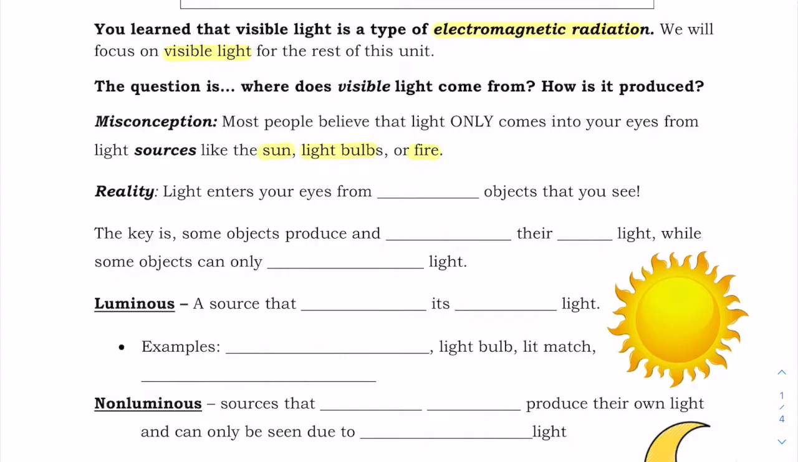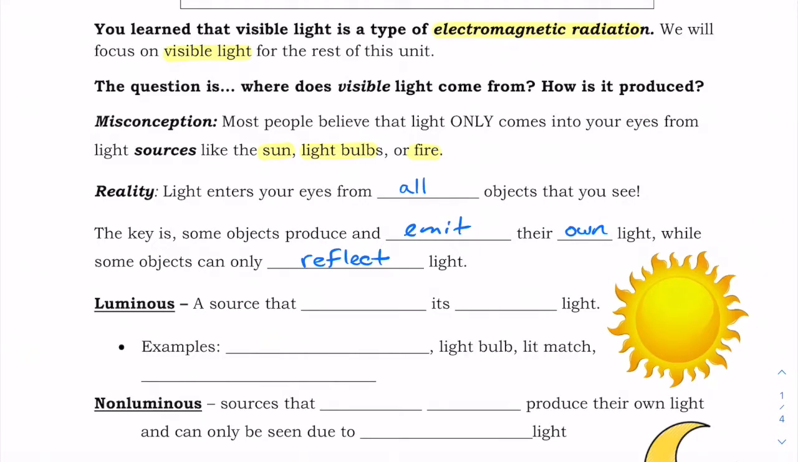Look, for example, at a pen or pencil in your hand. Clearly, that object doesn't give off its own source of light, but you're still able to see it. And that's because in reality, light is entering your eyes from all objects that you can see. Some objects produce and emit their own light. This would be like the sun, light bulbs, your laptop screen. But other objects can't produce light, but they can reflect light. And that's why you can see them when there's a light source in the room.